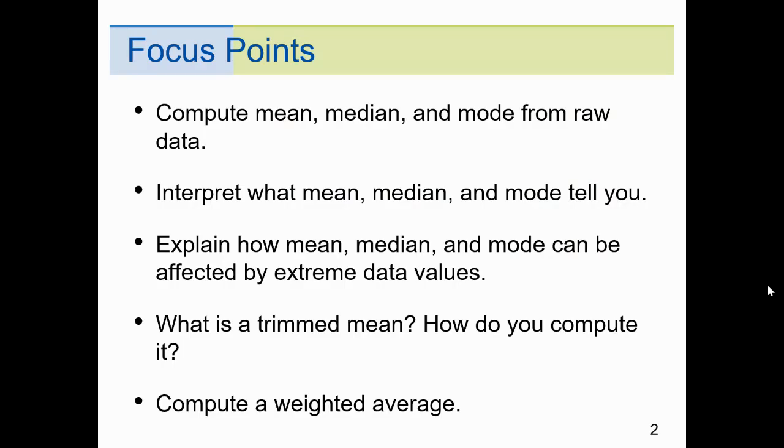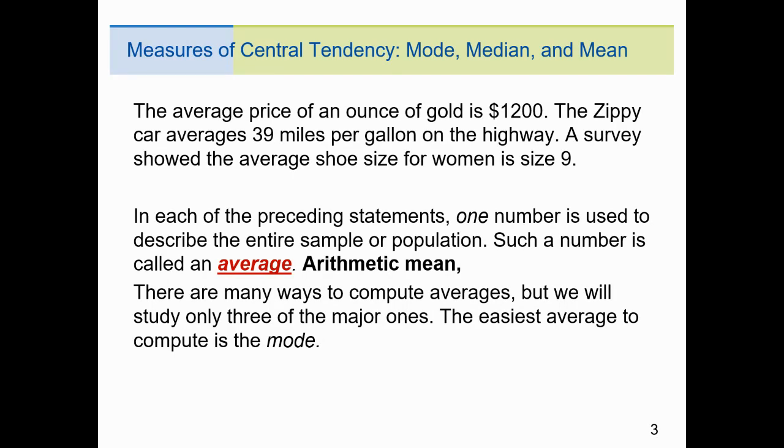Focus points: compute the mean, median, and mode from raw data, interpret what the mean, median, and mode tell you, explain how the mean, median, and mode can be affected by extreme values, what's a trimmed mean and how do you compute it, and finally compute what's known as a weighted average.